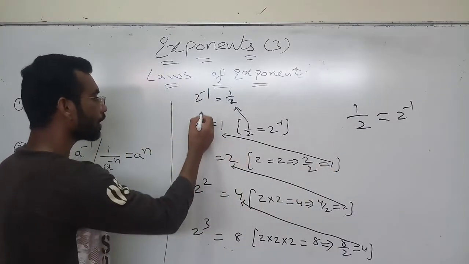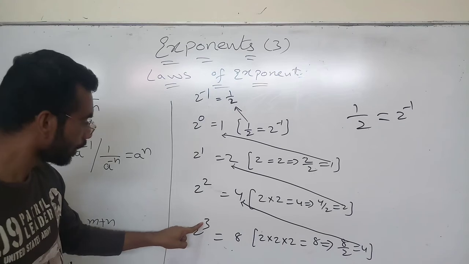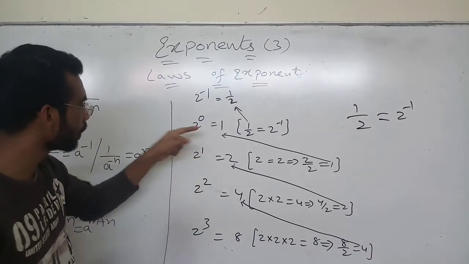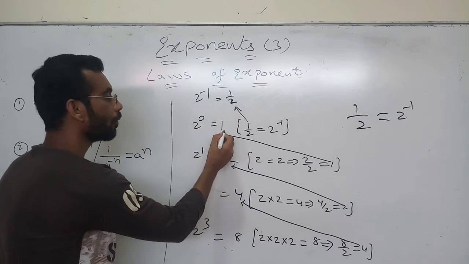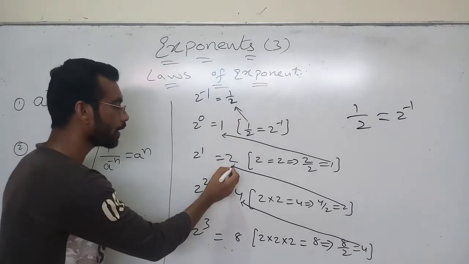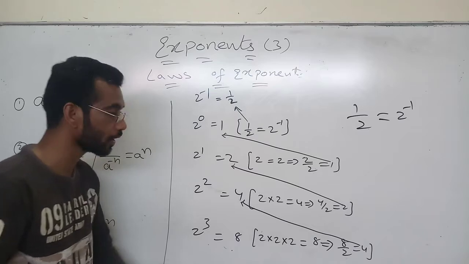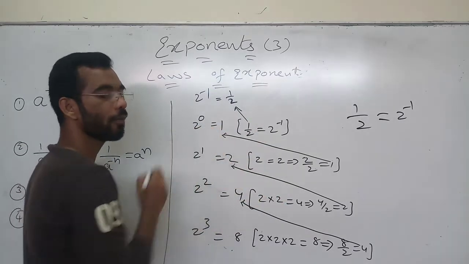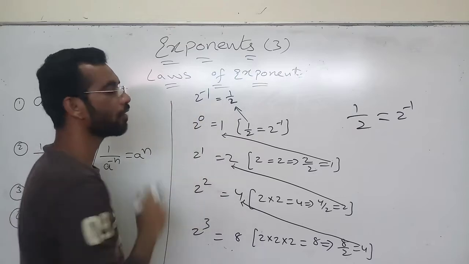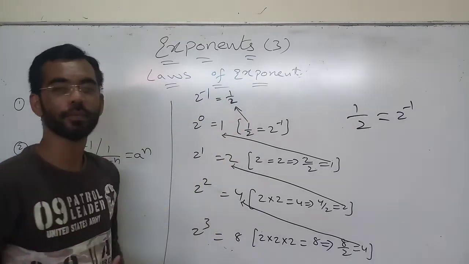Now here see the powers 0, 1, 2, 3, or 3, 2, 1, 0. Now here it is getting 1. 2 power of 0, how much will it be? 1. 2 power of 1 is 2. 2 power of 2 is 4. 2 power of 3 is 8. Now by this logic, 2 power of 0 will be 1. 2 power of minus 1, how much will it be? It can be written as 1 by 2.